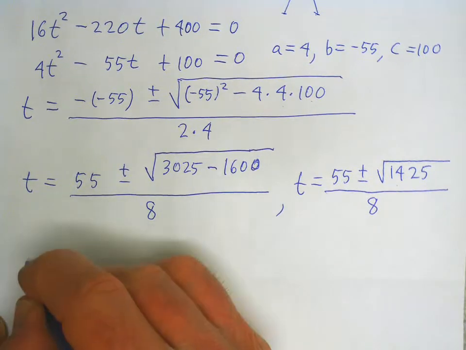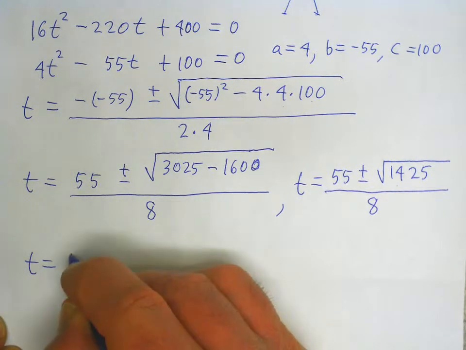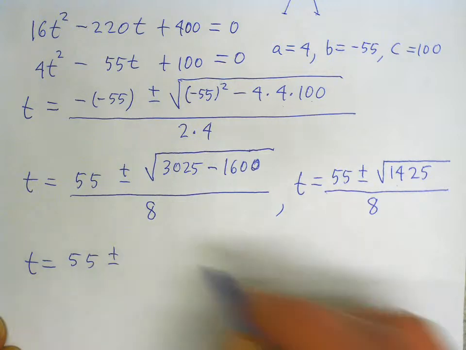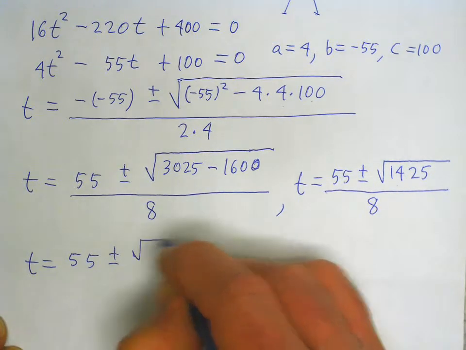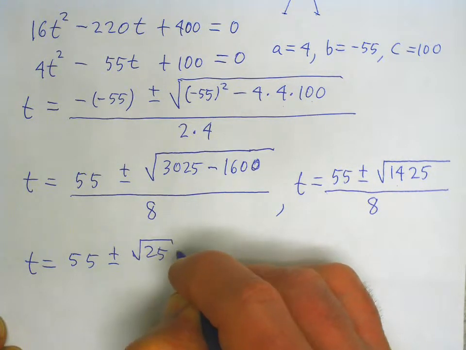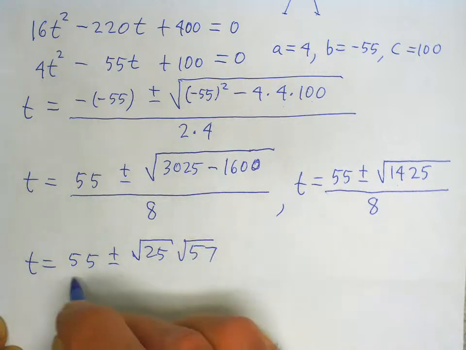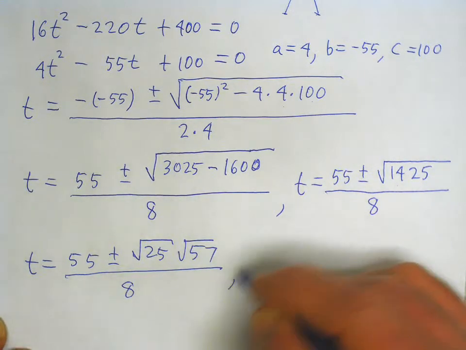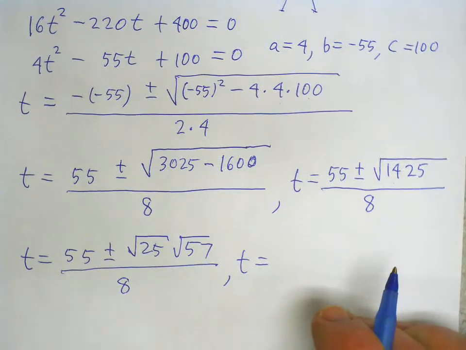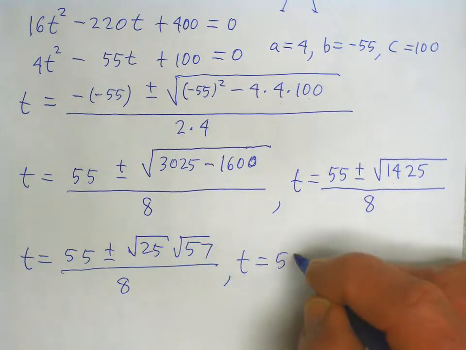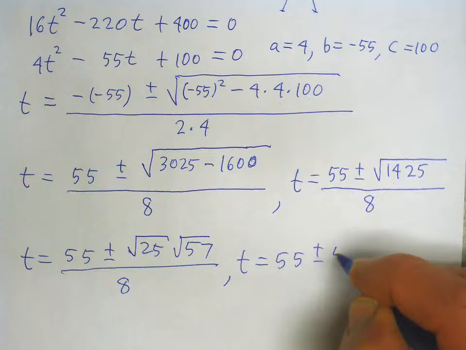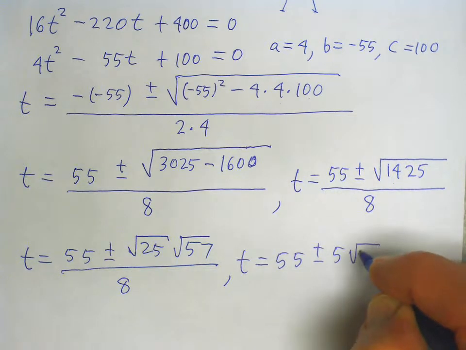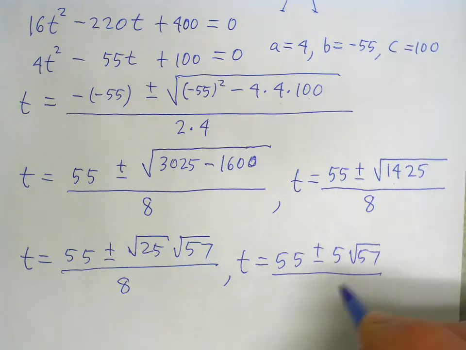So we'll take that a little further. t equals 55 plus and minus, I'll write it as the square root of 25 times the square root of 57, all over 8. And then t equals 55 plus and minus 5 times the square root of 57, all divided by 8.